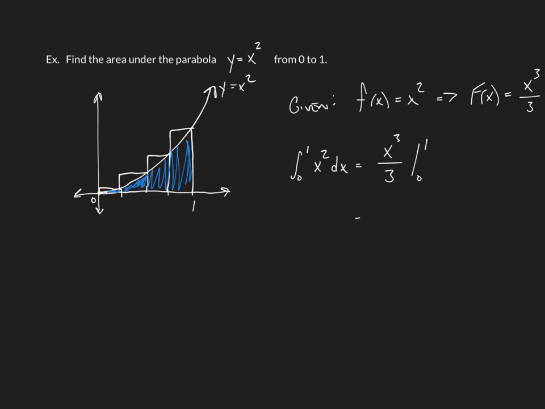And so what this means I need to do is I need to plug in the 1. So that's 1 to the third over 3 minus 0 to the third over 3, because I have to plug in each of those values. Obviously, this term here is going to go to 0, and so I'm just going to be left with 1 to the third over 3, which is 1/3. So that's the area under that curve. And hopefully you're noticing that this is going a lot quicker than using Riemann sums and by taking the limit of sums as n approaches infinity. And we're achieving the same result.